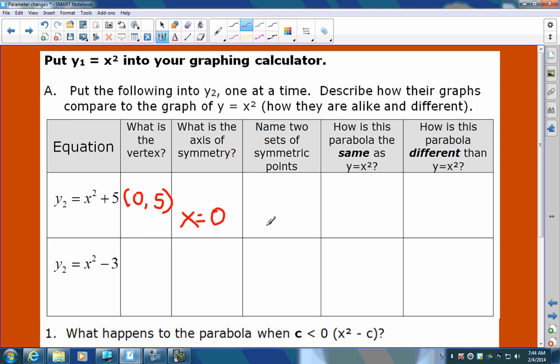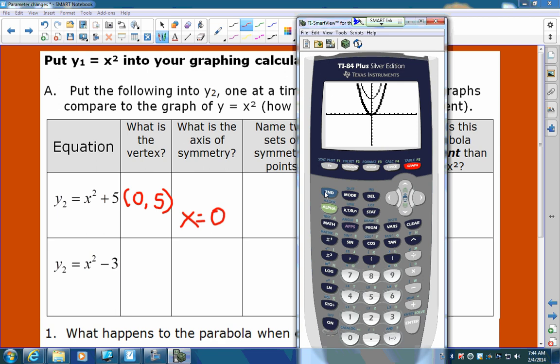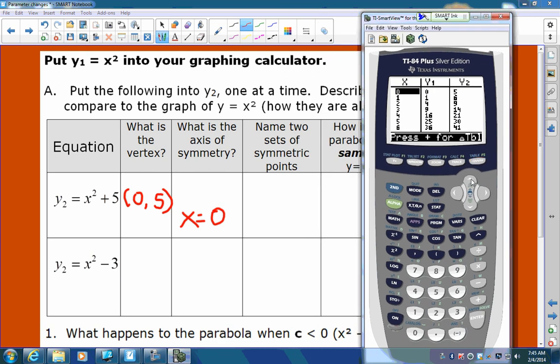Then when it asks you to name two sets of symmetric points, I go to second graph and look in the table. I'm going to go back up so I have negatives and positives. I like to go to where I can find my vertex in the middle. See, in Y2, it has 0, 5. I can find my vertex by my graph because, look, I got 14, 14, 9, 9, 6, 6.